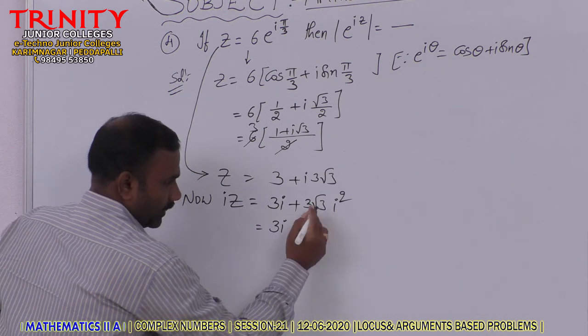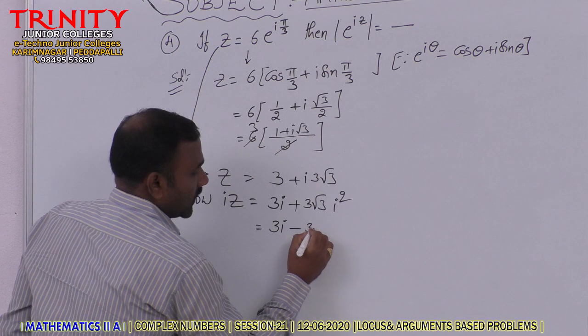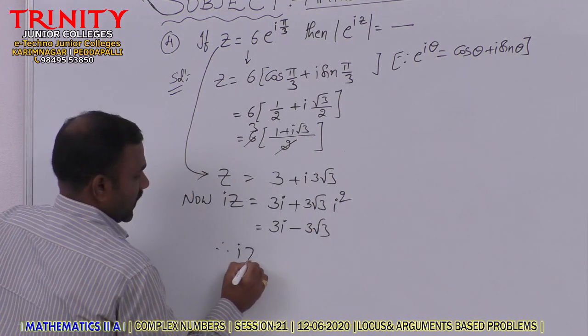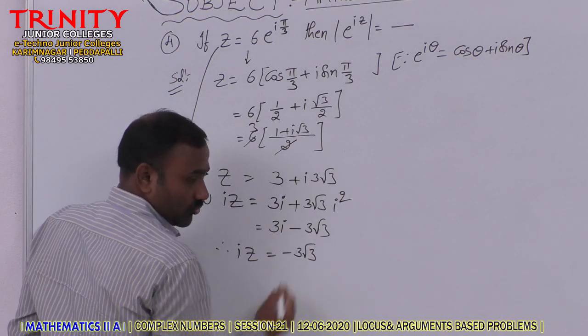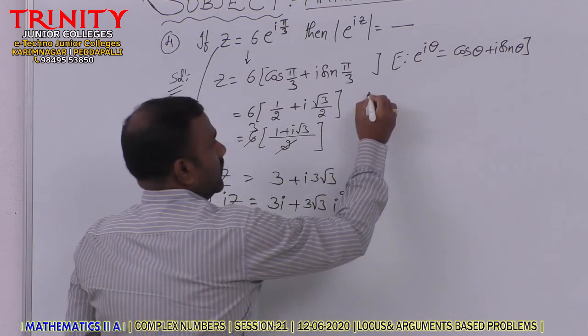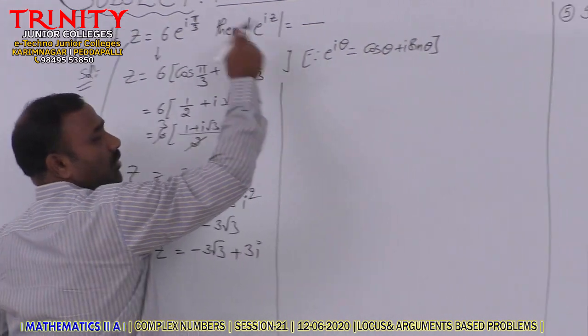3i. I square value is minus 1, that is minus 3 root 3. Therefore, the complex number iz is equal to minus 3 root 3 plus 3i. Iz we got. Now, we require mod e to the power of iz.